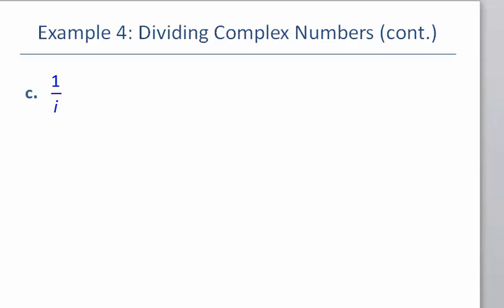Part C of our problem, we have 1 divided by i. So what is the conjugate of i? We might want to consider this problem as being 1 over 0 plus i. And if we look at that, 0 plus i, that's the same thing as this i that we started with. We can now see that the conjugate would be 0 minus i.